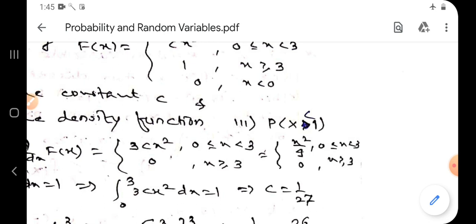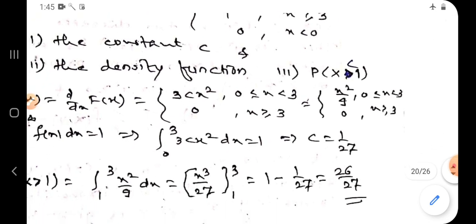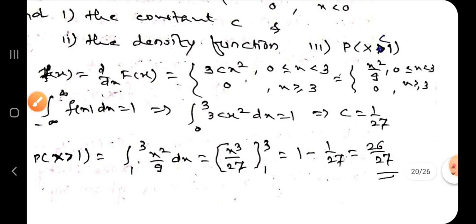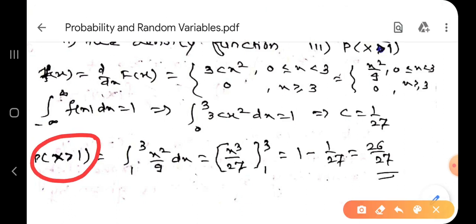If x is greater than 1, in fact I have solved here x is greater than 1. If you see, this is for x is greater than 1. X is less than 1, 1 by 27. If x is greater than 1, then 1 to 3 and integrate it. X cube upon 27, 1 to 3. If I put 3 here, 27 upon 27, it becomes 1 minus 1 by 27. So your answer is 26 by 27.